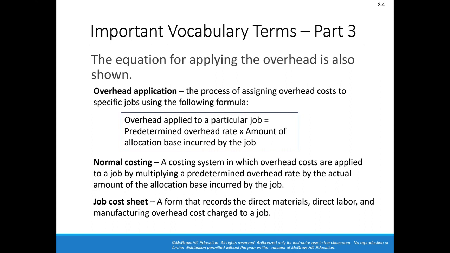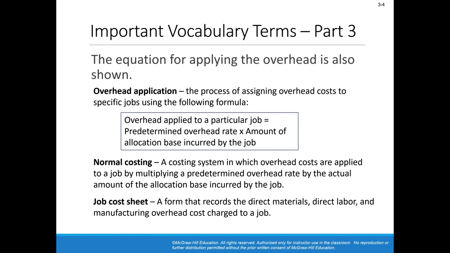All right, so we have overhead application. That's the process of assigning overhead costs to specific jobs using the following formula. So we have overhead applied to a particular job. We're using the predetermined overhead rate, which is that formula we just looked at. We calculate how much it is per labor hour or per machine hour, and then we multiply it by the allocation base incurred by the job. So if it's direct labor hours, it's however many labor hours were on that job, and you multiply it by the predetermined overhead rate per hour.